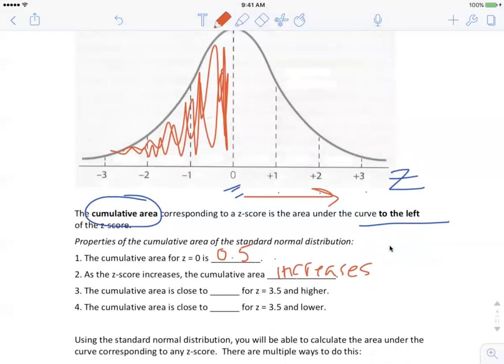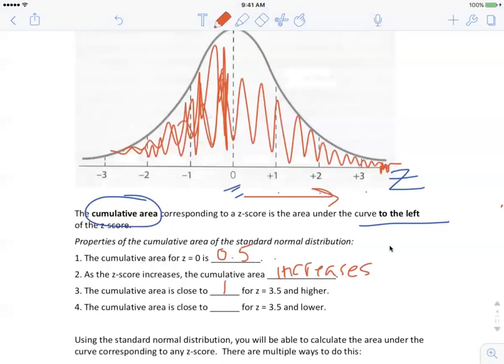Now, if the z-score is 3.5, which is way up here or higher, right? Remember, the cumulative area is area to the left. So if you're way over here, area to the left is pretty much everything. So it's going to be close to 1.